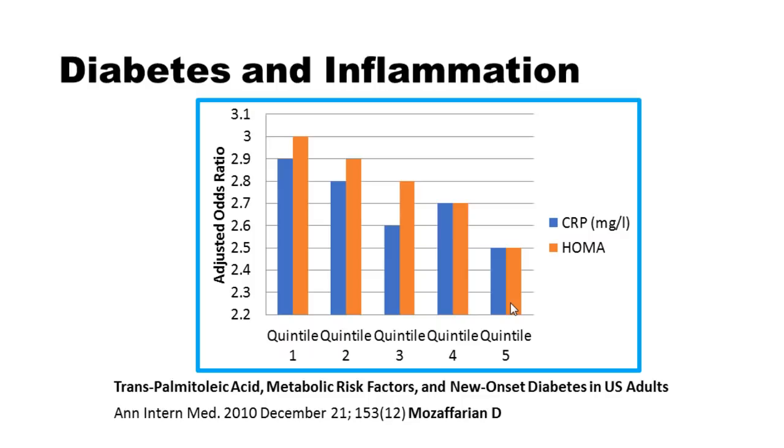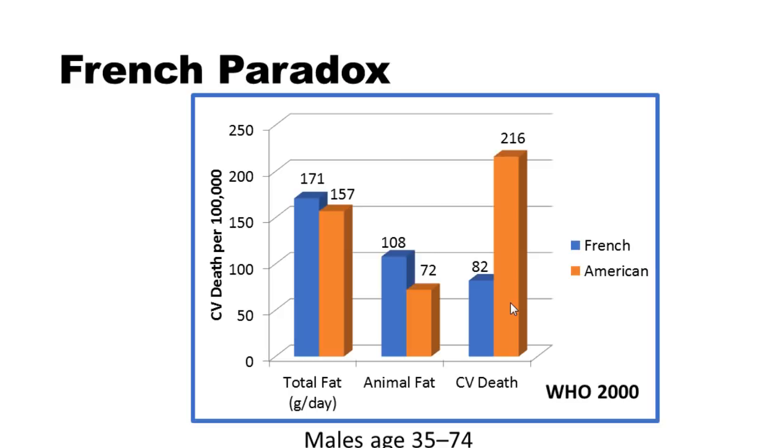Inflammation, because we know now it's not a matter of sort of clogging up the arteries, but it's actually an inflammatory disease. You can look at CRP or HOMA, which is a measure of insulin resistance. And again, quintile 5 is far less. So the people who eat the most saturated fat have less inflammation and less insulin resistance.